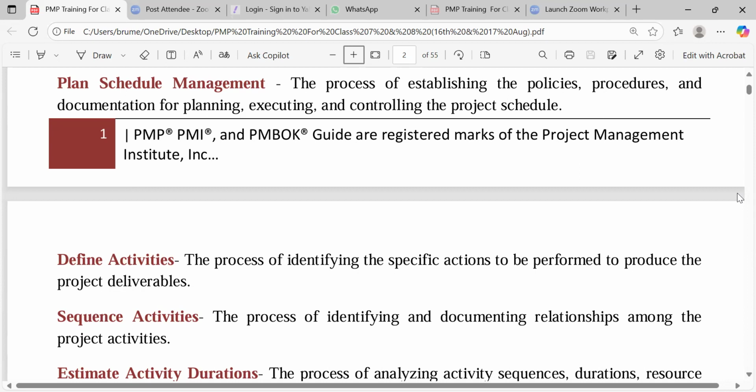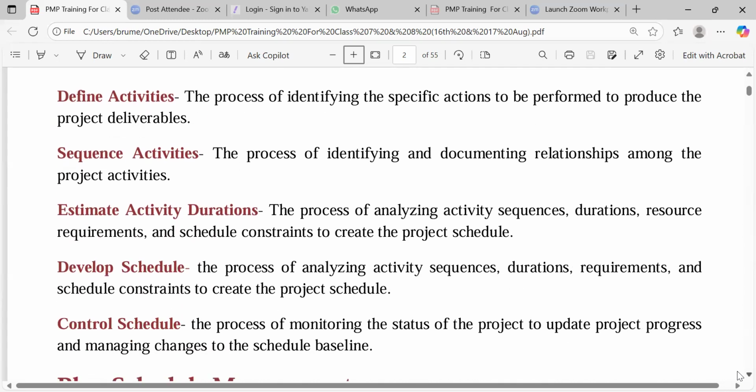So you move on to the next phase, the next process called what? Estimate activity duration. Every activity would not last forever. So what is their rightful duration? How long would they last? So this process is the process of analyzing those sequences, looking at the durations, the resource requirements, and the constraints. And these constraints will enable us to create the schedule.